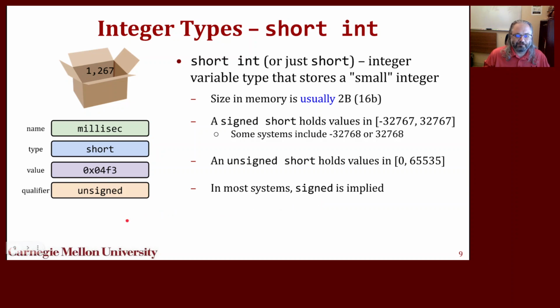In this example over here, I've depicted a variable of type short that is unsigned with the name millisec, which here is intended to represent a count of milliseconds for some particular process. The value in the box is 1,267, which is well within the range of an unsigned short. And the value shown in the value box is actually the same value, just in a different encoding. The decimal value is 1,267. The hexadecimal value is hex 04F3. These both represent the same number, just again in a different encoding.